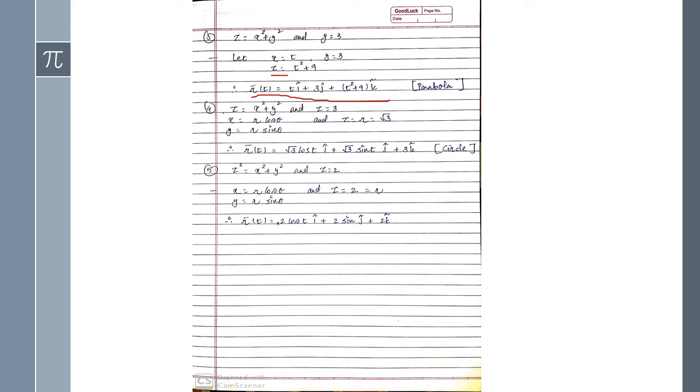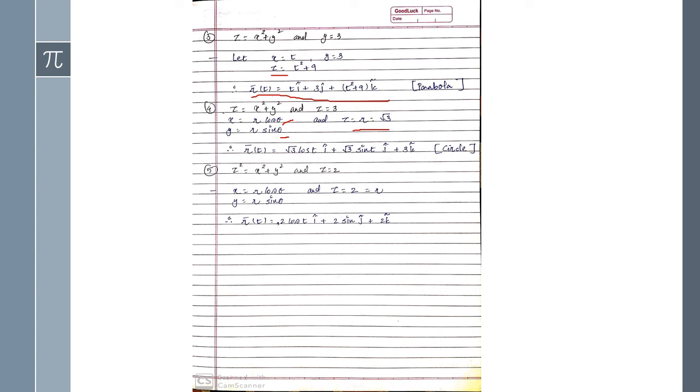Then after that, it's given z equals x square plus y square, where z equals 3. Here you can see that x square plus y square is the equation of a circle, so we can apply its parametric equations, r cos theta and r sin theta. So I'm just applying this. So r equals root 3, x of t is root 3 cos t i, where I am converting theta into the t form, y of t is root 3 sin t j, and z of t is 3k.